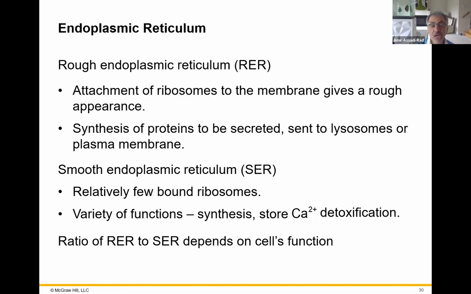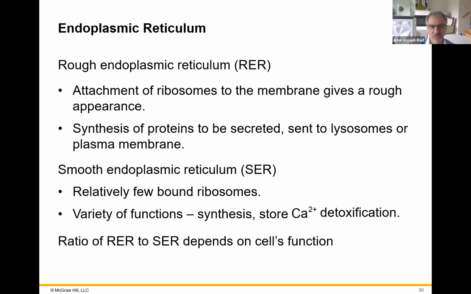Attachment of ribosomes: rough endoplasmic reticulum is a place where ribosomes are attached to that layer of membrane inside of the cell. Okay, synthesis of protein, definitely you should know the function now, and send it to lysosomes or plasma membrane. Smooth endoplasmic reticulum, on the other hand, has relatively few bound ribosomes.